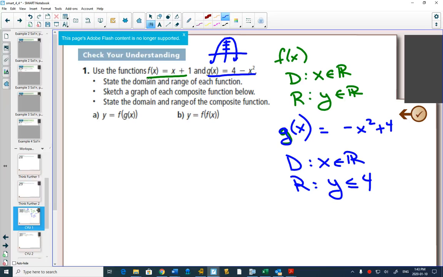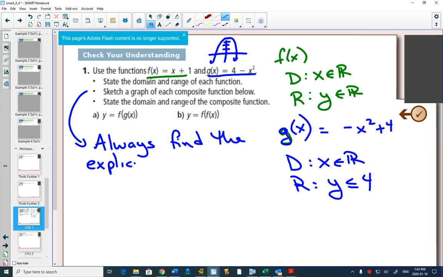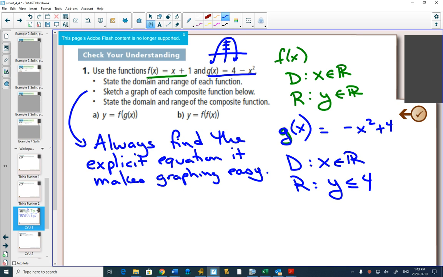Sketch a graph of each composite function. Okay? I'm going to put an arrow here and make a note that if you always find the explicit equation, it makes graphing it really easy. So now we have to know, how do functions work? So in A, we want to find f of g of x.